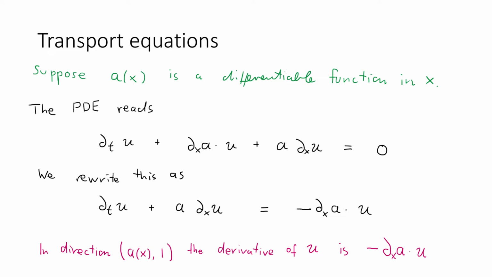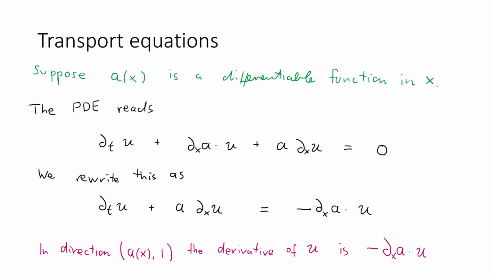If we plug this variable speed into the basic form of the conservation law, then we easily see that the PDE can be rewritten as follows. We've got the time derivative of u plus the x derivative of a times u plus a times the x derivative of u equals 0. So we've just used the product rule.